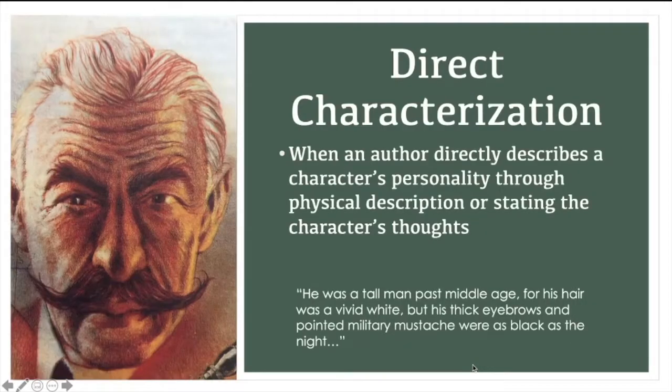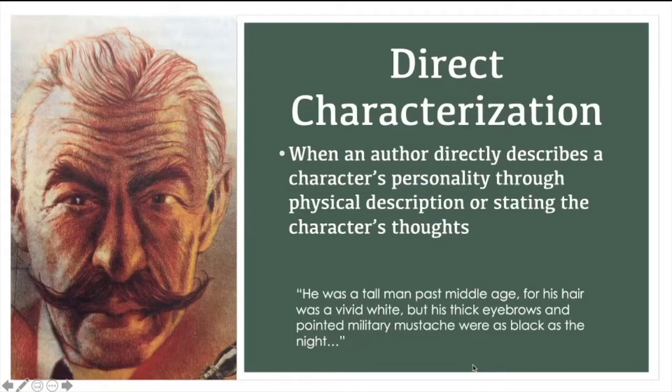I'm going to give you an example of direct characterization. The definition here is when an author directly describes a character's personality through physical description or stating the character's thoughts. This is the obvious description of the character where the author directly tells us he was this tall, he looked like this, he liked pizza, he was really fast. You know, the author tells us directly, very clearly, what this character is like.